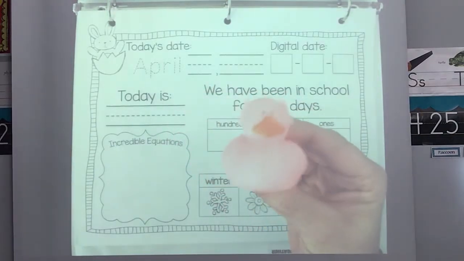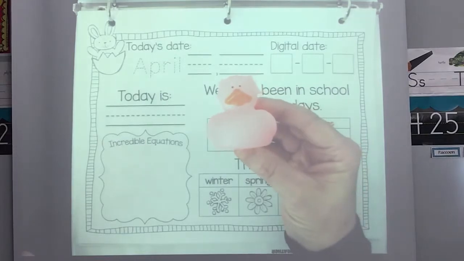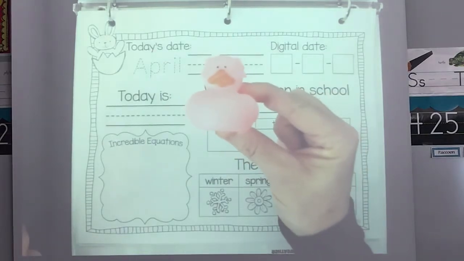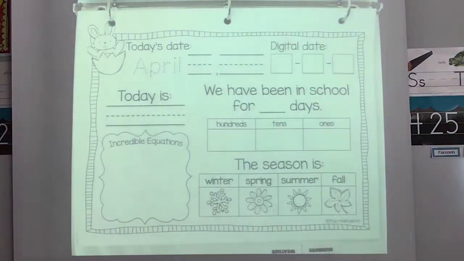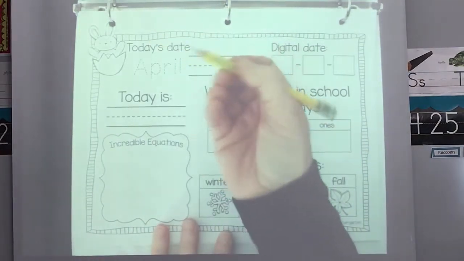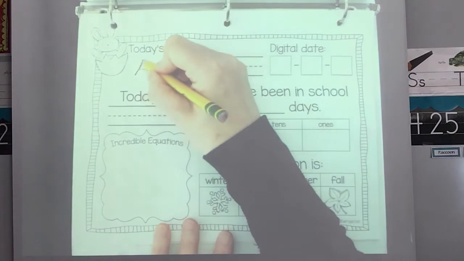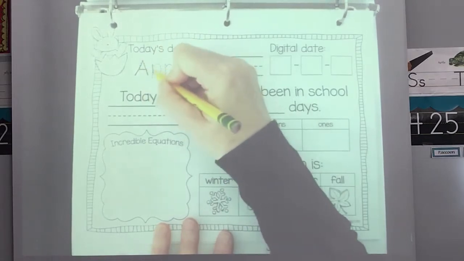It's my pig duck. Do we call it a puck? It's a pig duck, a puck. Okay, that's our puck. Here we go.